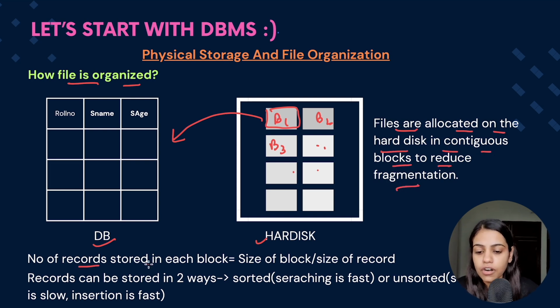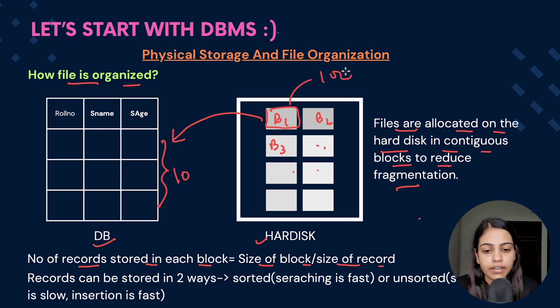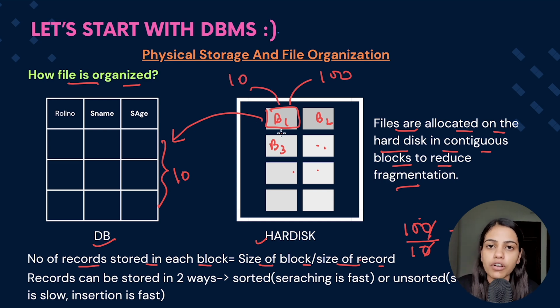Now the number of records stored in each block is equal to the size of the block divided by the size of a record. So consider there are 10 records here and the size of each block is 100. So we'll do 100 divided by 10, that is size of block divided by size of record. So it is 10. So in each block we can store at least 10 records. This is how we find how many records we can store in each block.